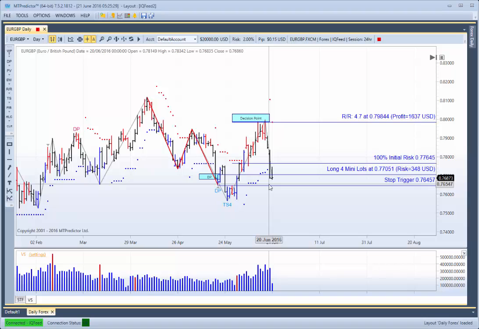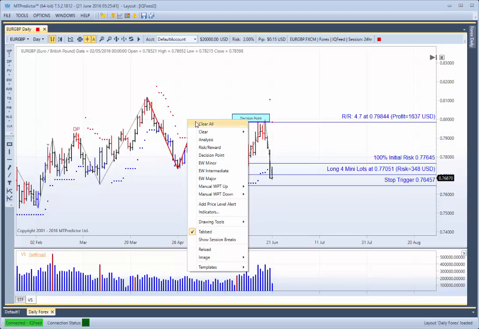The loss would have been what we call -1R, or 1 risk unit, but if you remember in the last example, that last trade was +5. That is why we use position sizing, because the profits are large, the losses are small. So that would have been a losing trade.